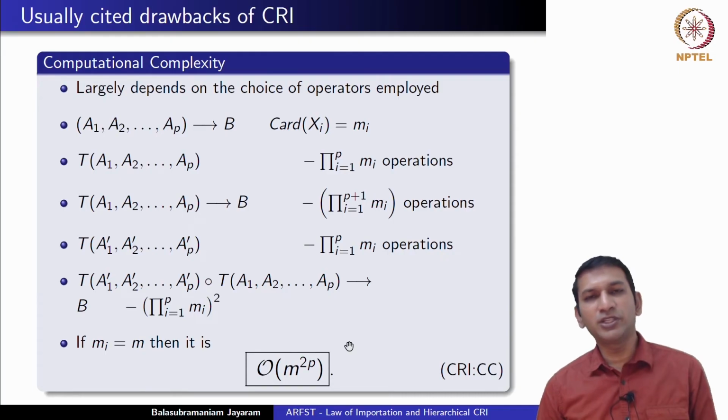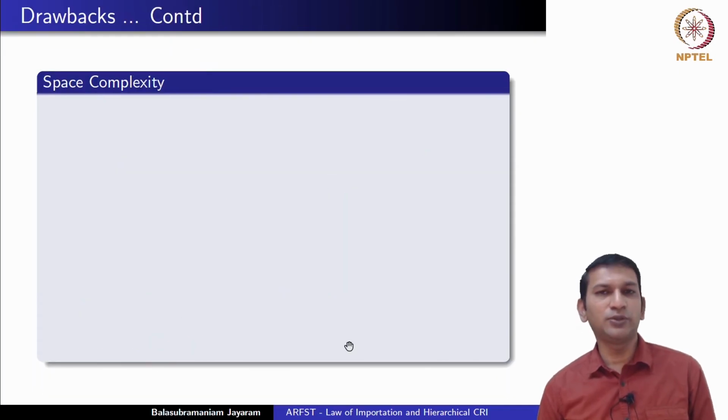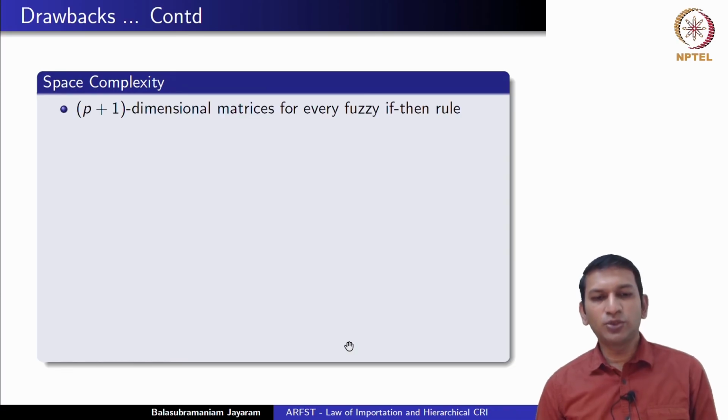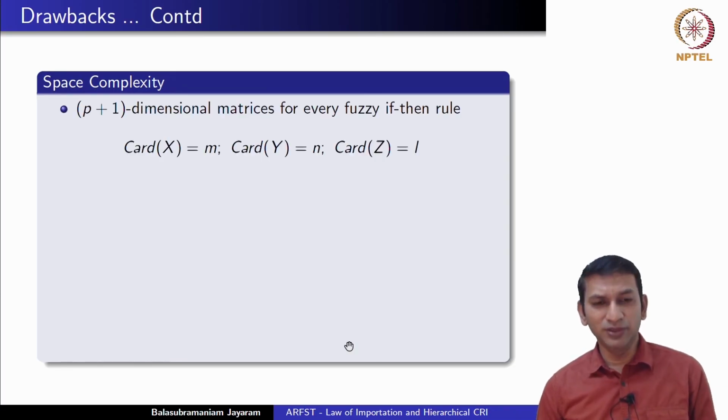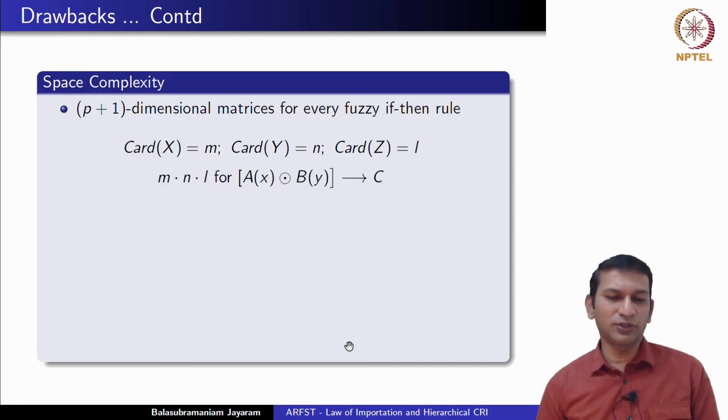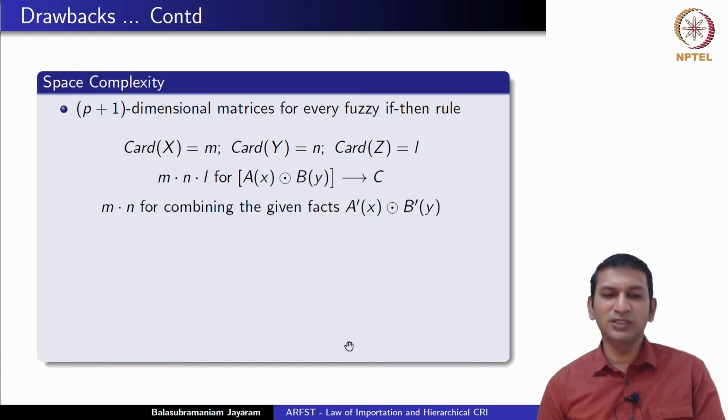Now this is with respect to the computational complexity. What about the space complexity? How much do we need to use as storage? So we need to store p plus 1 dimensional matrices for every fuzzy if-then rule. If you assume that the cardinality of x is m, y is n and z is l, then for the moment let's consider only a 2 input, 1 output case. We have seen that to obtain the relation of the rule, we need a 3D matrix which will consist of m into n into l components. And towards doing the inferencing, first we need to combine the facts A dash B dash, which is again a 2D matrix with m cross n elements, and we need l to store the consequent.